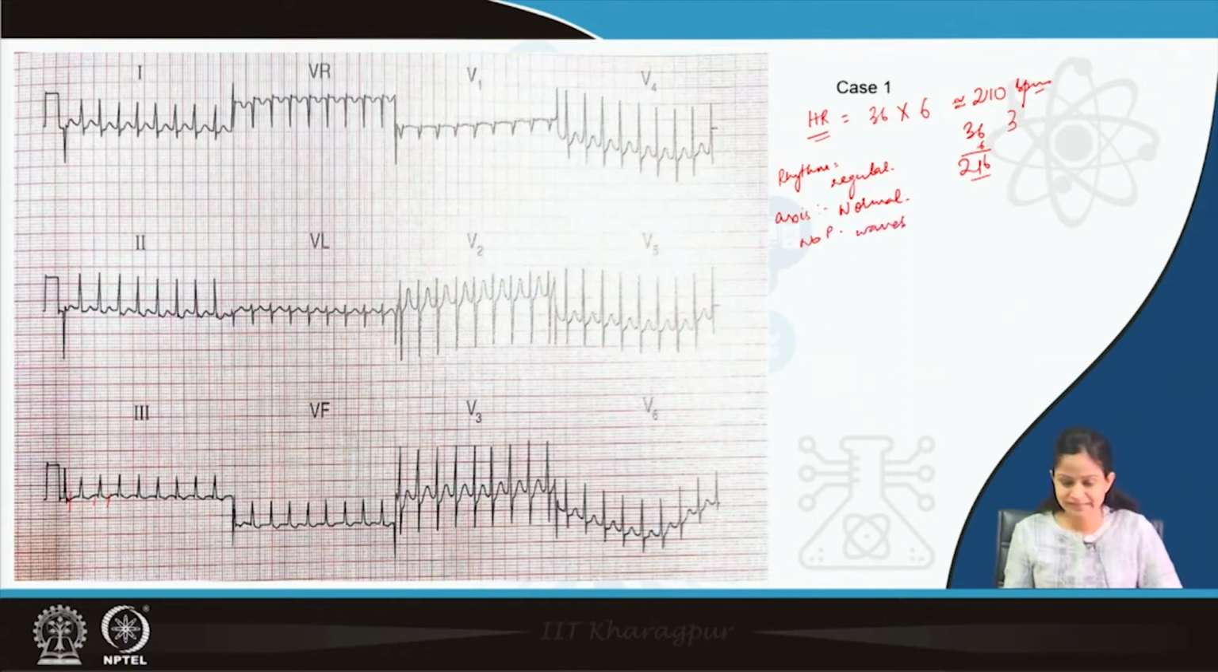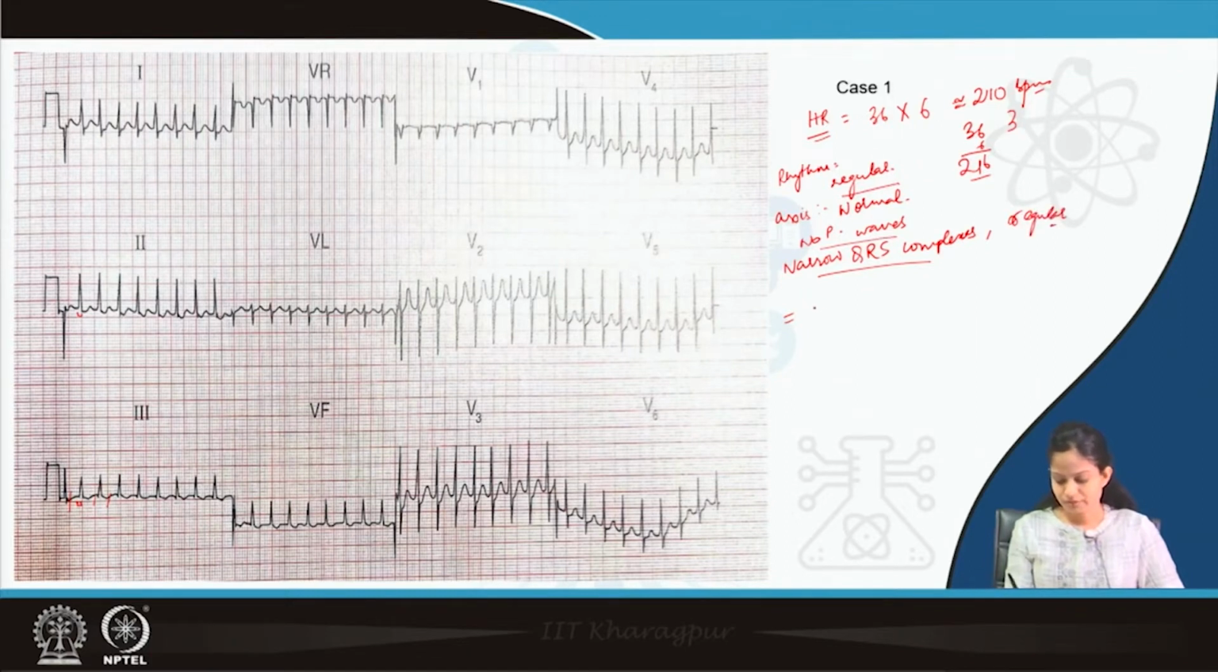Second, if we take the QRS complexes, we tend to see the QRS complexes are narrow. So, it is less than 2 boxes. Usually normally we get it around 2.5 boxes. So, narrow QRS complexes. So, so far we have got no P waves, axis is normal, regular rhythm, rate obviously tachycardia, it is beating around 216 beats per minute, and normal QRS complexes. So, as per our classification, normal QRS complexes, no P waves, tachycardia, regular, this is regular.